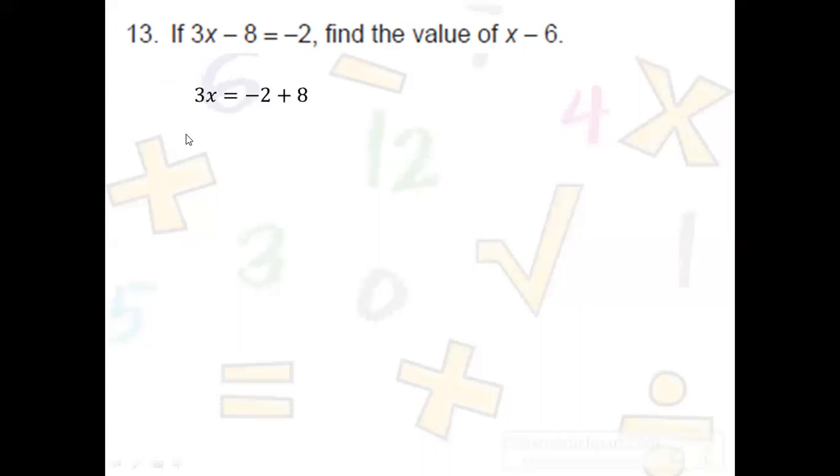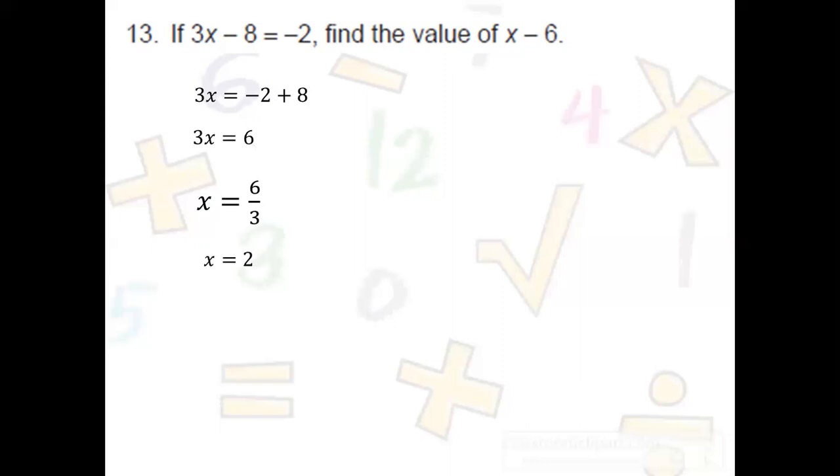So can we start? It's going to be 3x equals negative 2 plus 8, because the negative 8 will move to the other side. That will give you a 6, because negative 2 plus 8, you subtract and choose the sign which the bigger number has. So it's going to be a positive 6. So x is going to be equal to 6 divided by 3. x is going to be equal to 2.